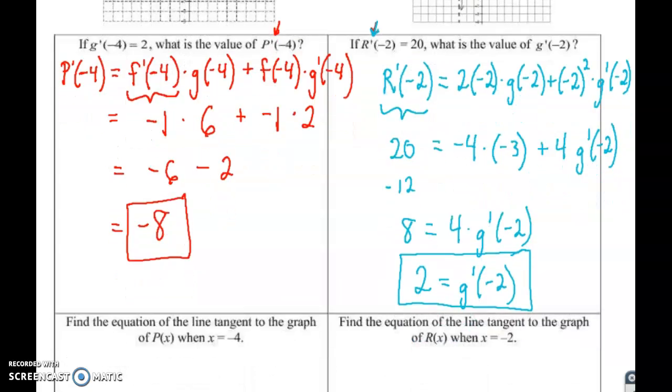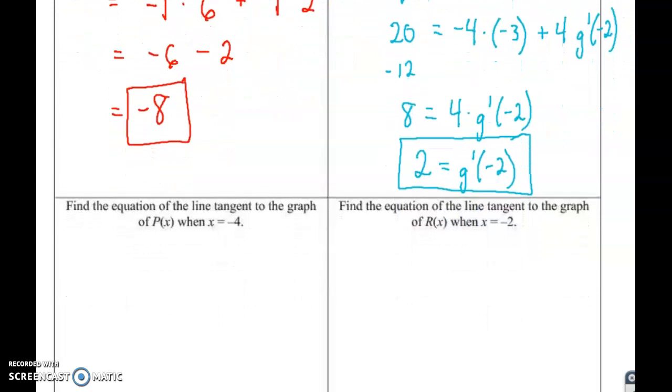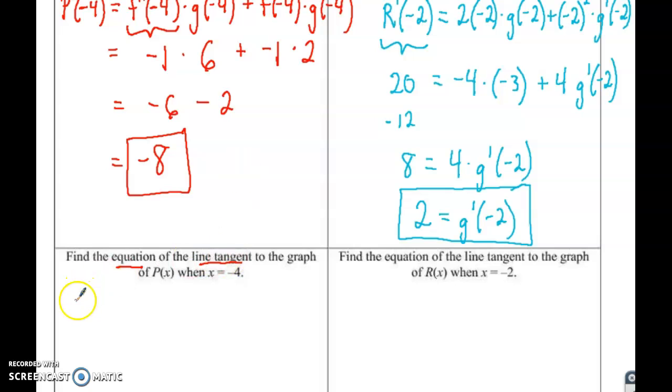So as I move down to, I guess I should have done the next one in a different order. But remember, if you're asked to find the equation of the tangent line, you need the point and the slope. Well, we just found the slope of p at negative 4. So we already found p prime of negative 4 in the problem. So remember, this is your slope. I write that right here. What we don't know is what p of negative 4 is.